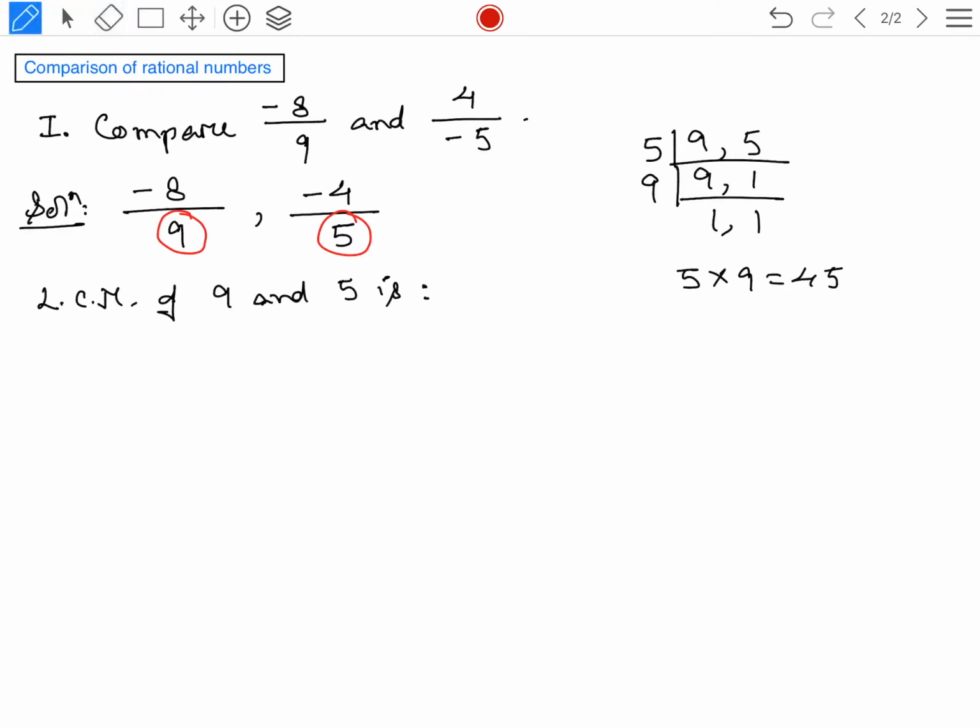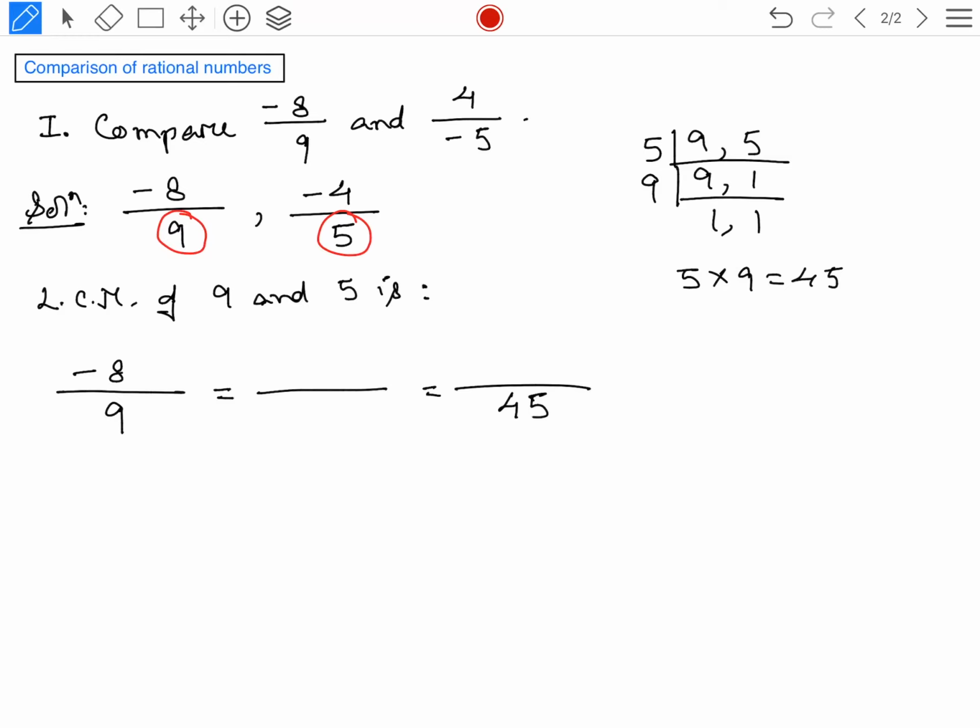Now what we have to do, we have to make the denominators equal. How to make the denominators equal? First one, you will write minus 8 by 9. Okay, since we found that the LCM is 45, yes or no? So in between you have to write one such step such that the denominator you get 45. Understood? So if we divide 45 by 9, then how much we will get?